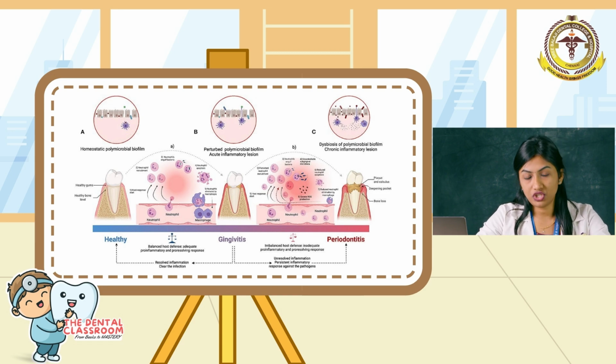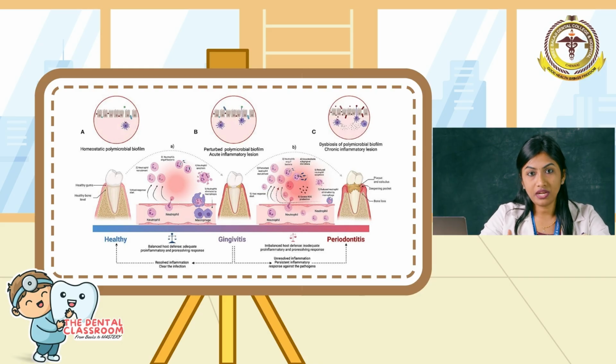The first cell which is recruited is the neutrophil. Once the neutrophil comes to the target site or the inflammatory area, it will carry out the process called phagocytosis. This phagocytosis is going to kill the bacteria which are disturbing the healthy state of the gingiva, and this phagocytosis also releases some free radicals or reactive oxygen species that are going to harm the tissues.